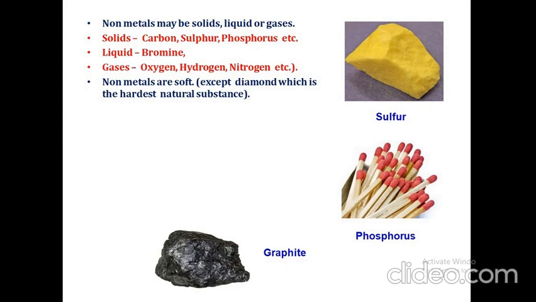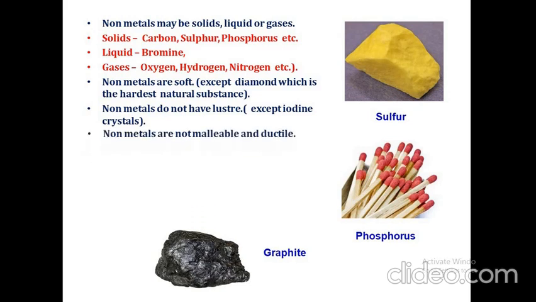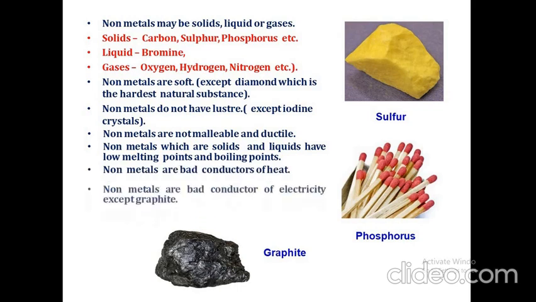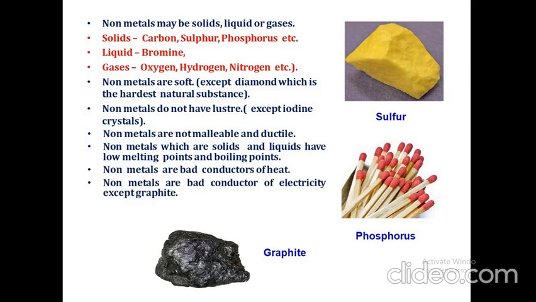Non-metals are soft except diamond, which is the hardest natural substance. Non-metals do not have luster except iodine crystal. Non-metals are not malleable and ductile. Non-metals which are solid and liquid have low melting points and boiling points. Non-metals are bad conductors of heat and electricity, except graphite. Non-metals are not sonorous.